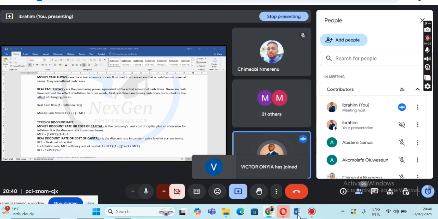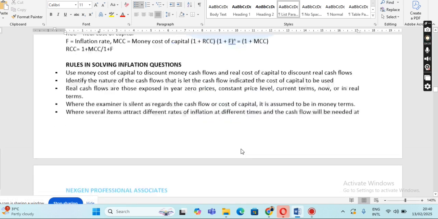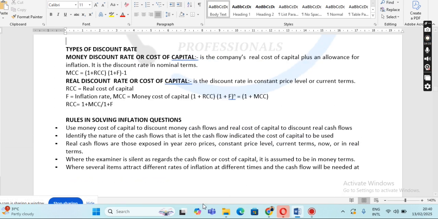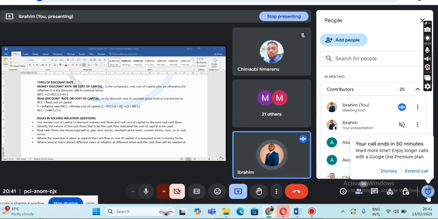Now, having explained this, we will move on to the rules in solving inflation questions. Class, pay attention. Use money cost of capital, like what I have explained now, to discount money cash flows, and real cost of capital to discount real cash flows. Identify the nature of the cash flow, that is, let the cash flow indicate the cost of capital to be used. Of course, definitely they will tell us the cost of capital we are to use to discount the project, class.